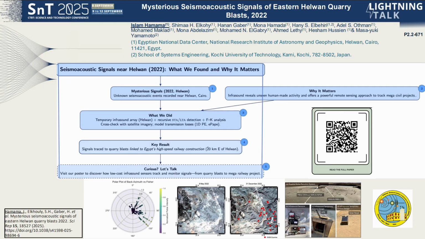Finally, these events were from the deployment or construction of the corridor of the high-speed railway. To know more about how infrasound can be used as a remote sensing tool, please come to visit our poster, and you can read the full paper using the QR code. Thank you.